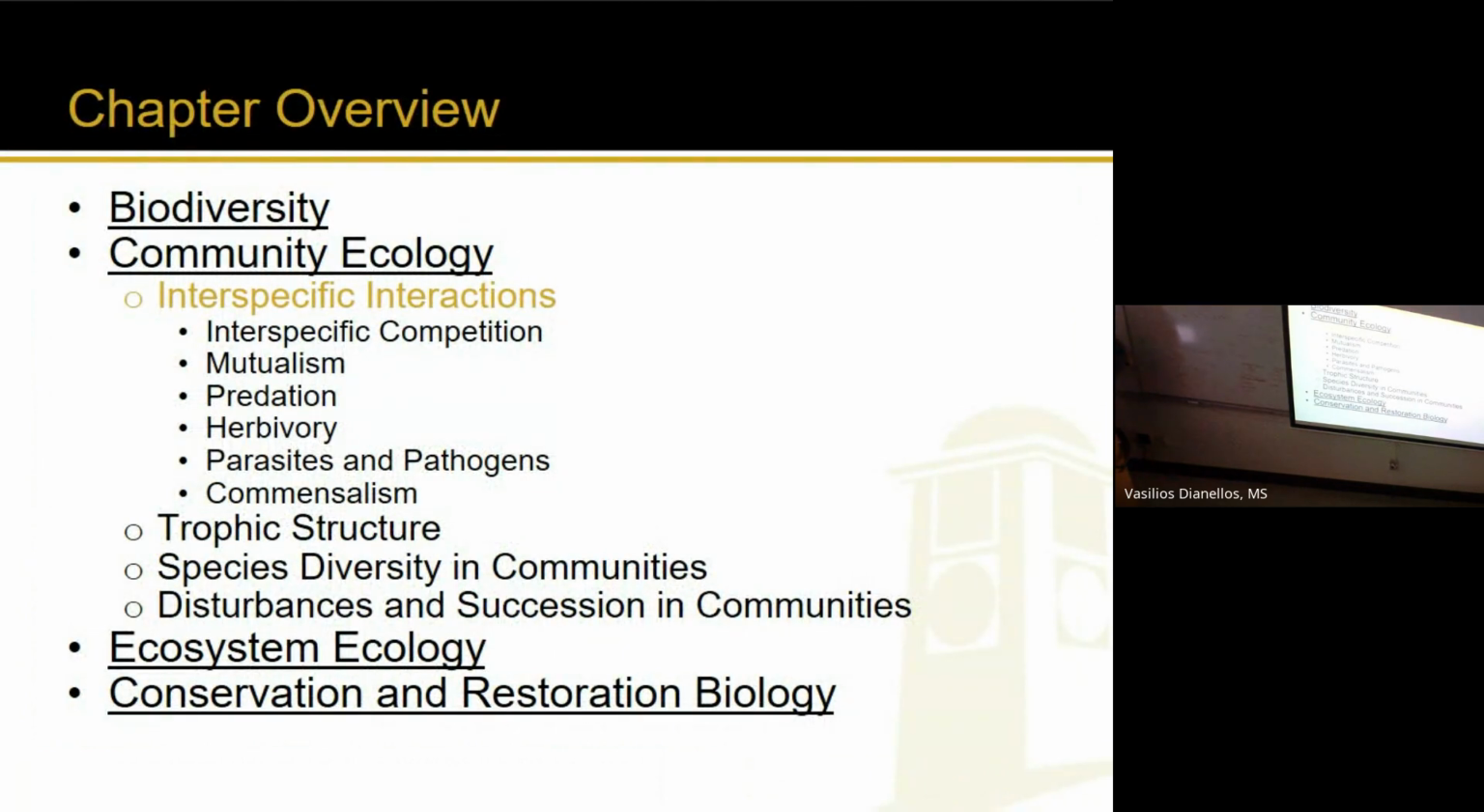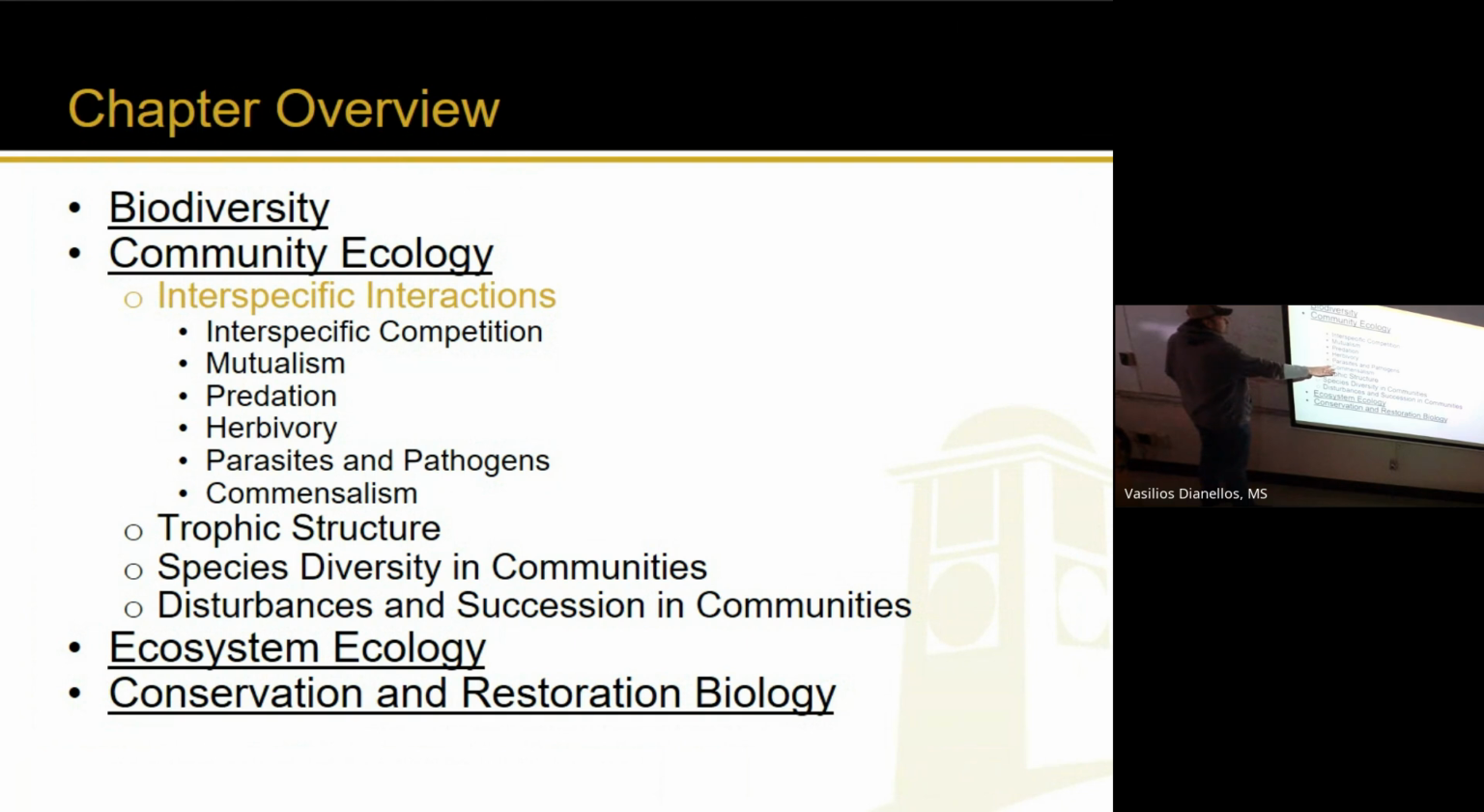So let's talk about some of these interactions. We're going to talk about some interspecific interactions. Last chapter, we talked about intraspecific interactions, which is when you have two members of the same species interacting with each other. Here, we're talking about different species interacting with each other, and you're going to need to know the difference between these.